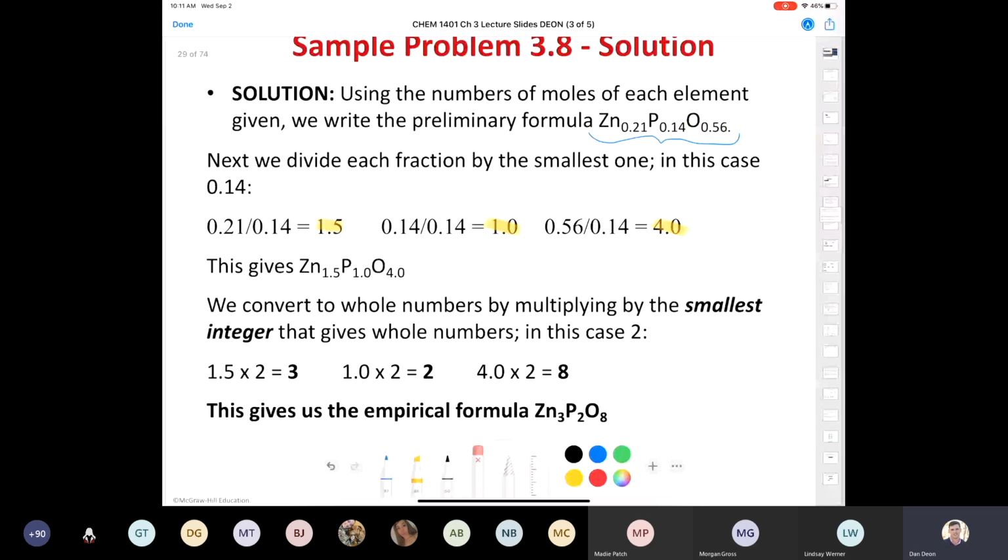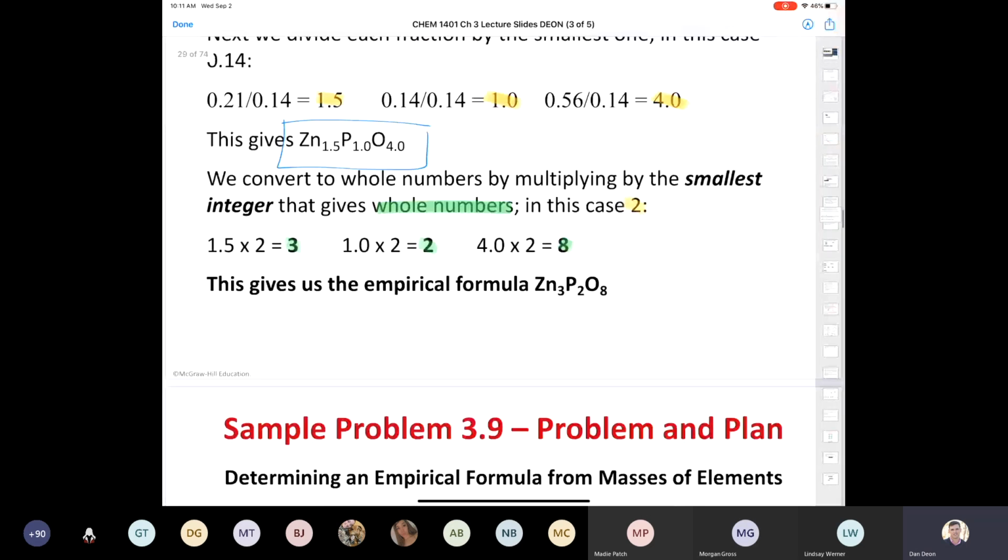Okay, 1.5, 1, and 4.0. Now, there's no such thing as this. There's no such thing as zinc 1.5, phosphorus 1, and oxygen 4. But what if I multiplied the whole thing by 2? If I multiplied everything by 2, then I get completely whole numbers. I'd end up with 3 zincs, 2 phosphorus, and 8 oxygen. And that would give me an empirical formula, because the empirical formula has to have whole numbers.